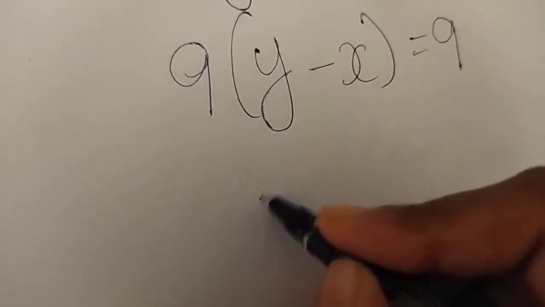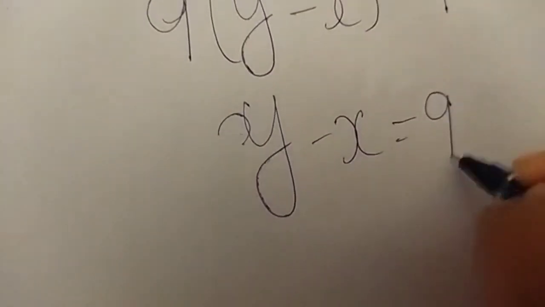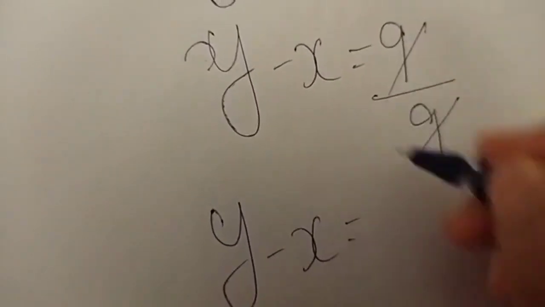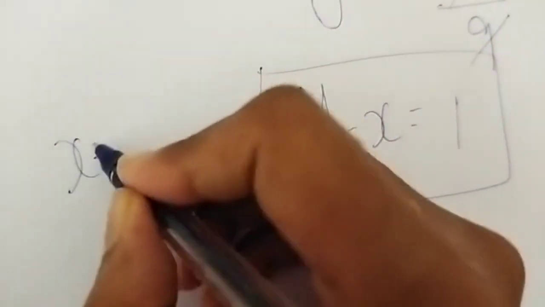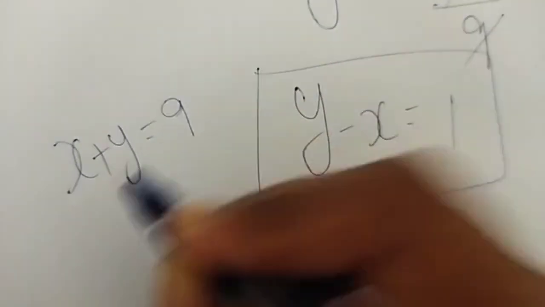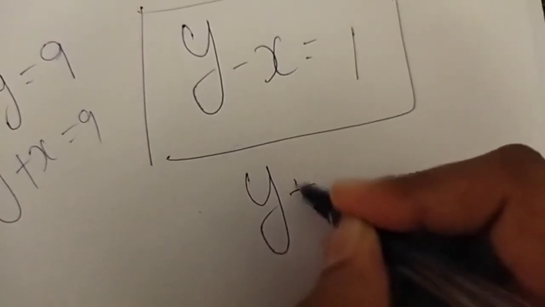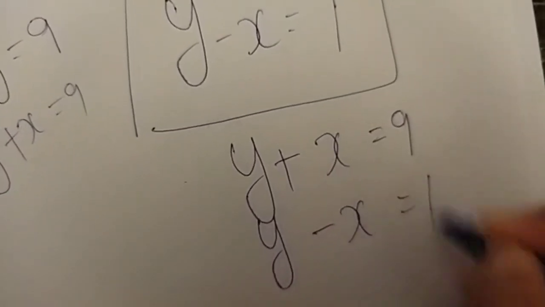So 9 coming this side, we get y minus x is equal to 9 by 9. 9 gets cancelled, so y minus x is equal to 1. We also have x plus y equal to 9, or y plus x is equal to 9. So y plus x is equal to 9 and y minus x is equal to 1.